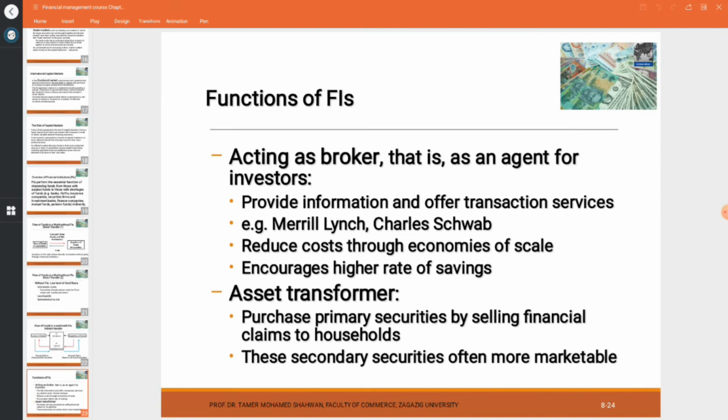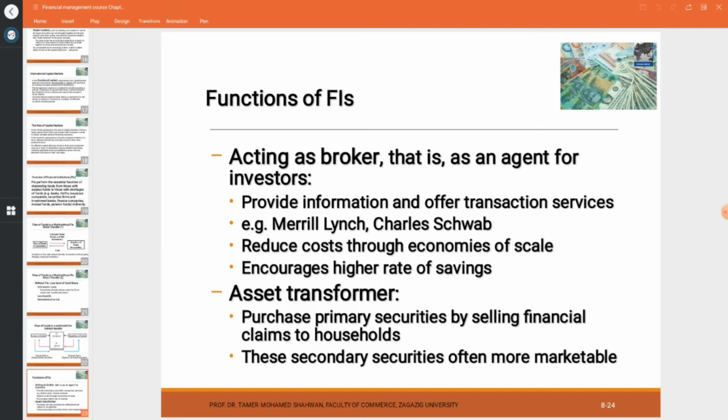The financial institution can act as a broker, and this will help the investors, number one, in getting information at a low cost, reducing the costs of data and information, and reducing the asymmetry of information. This enables us to achieve economies of scale and will encourage a higher rate of saving. Another function of the financial institution is working as an asset transformer. What is the meaning of asset transformer?